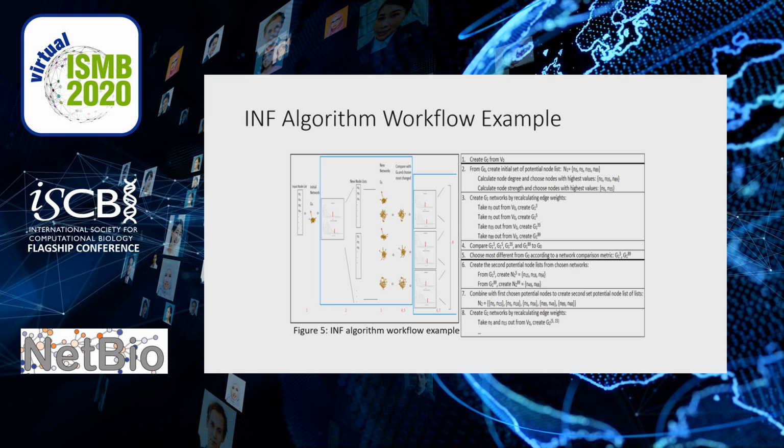By eliminating one node from the node list at a time and recalculating the edge weights, we construct new networks. Next, if no networks meet any of the final criteria, we calculate the change in the networks from the initial network according to a chosen network comparison metric. We choose the most different networks according to a predetermined beam width, and by only considering these networks, we start the second iteration of the algorithm.